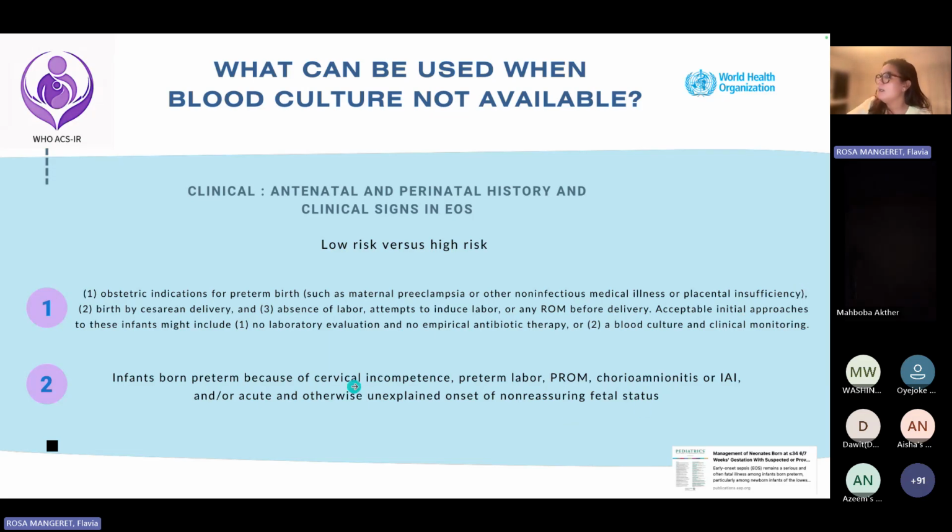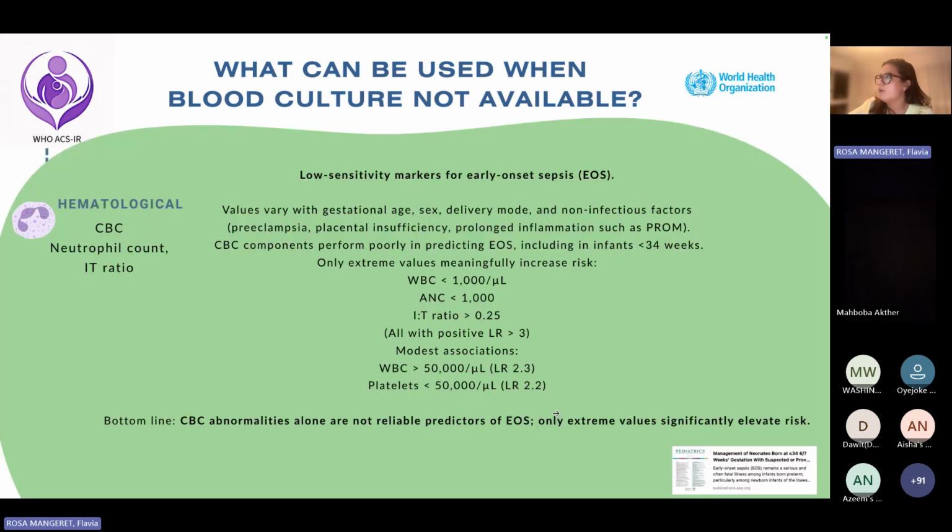This one here, the second baby, was born preterm because of PPROM and chorioamnionitis. This baby had chorioamnionitis. So in this case, of course, needs antibiotics. Some sites will also have hematological tests. The most common is CBC, and what will be used as biomarker will be the neutrophil count or the IT ratio. In general, CBC is a very low sensitivity marker for early onset sepsis.